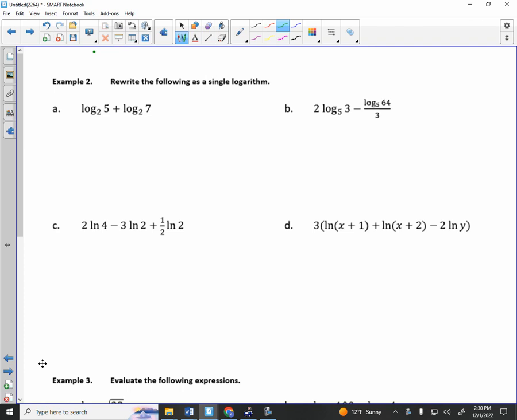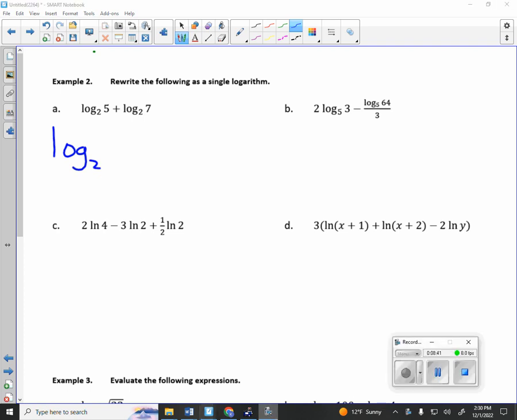Now the directions are opposite. Instead of separating into multiple logarithms, let's write as a single logarithm. So we want this to just be the log base 2 of something. Anybody know what it would be? There we go. 5 times 7, which is 35. Pretty straightforward.